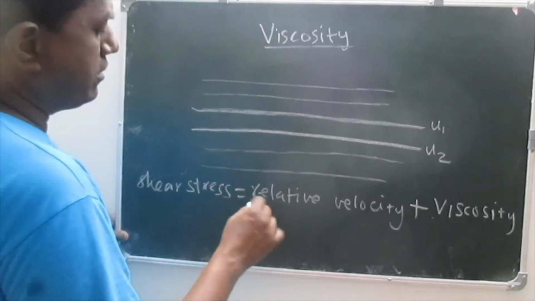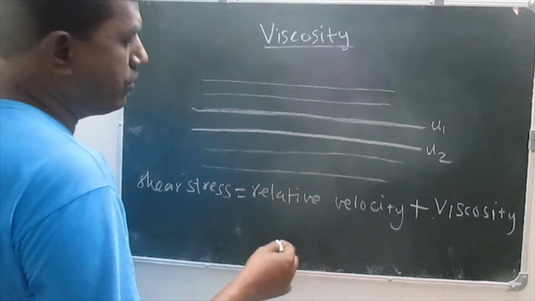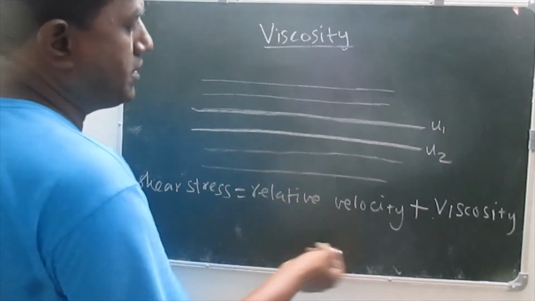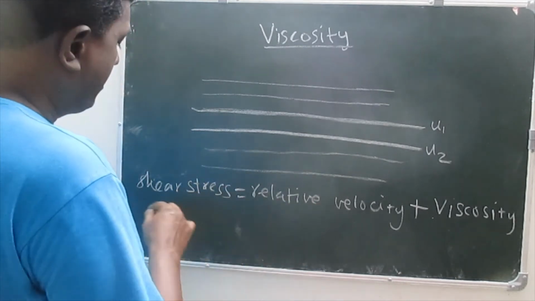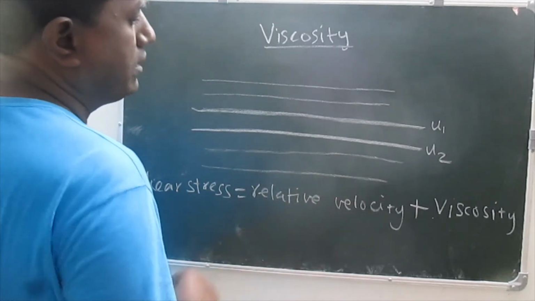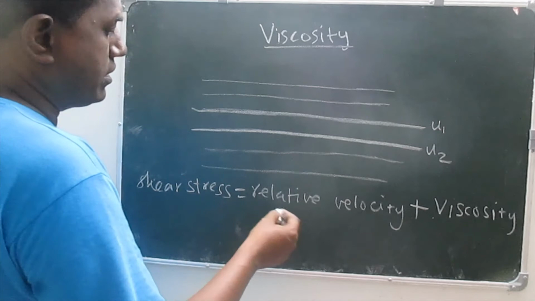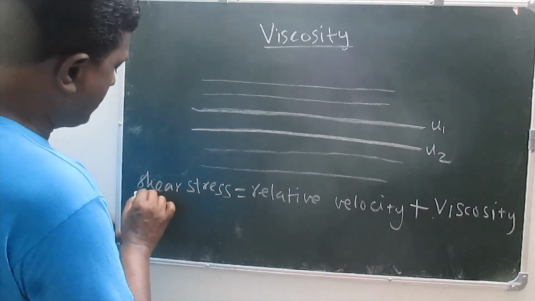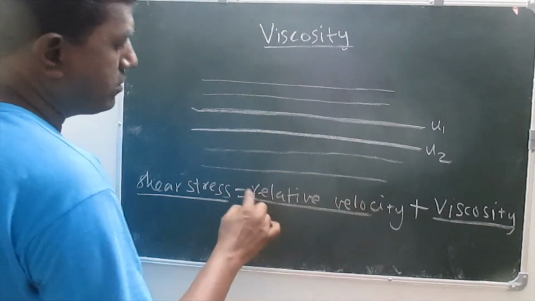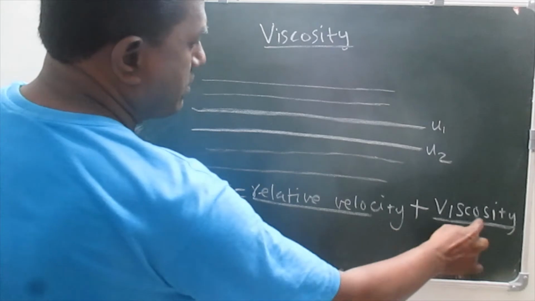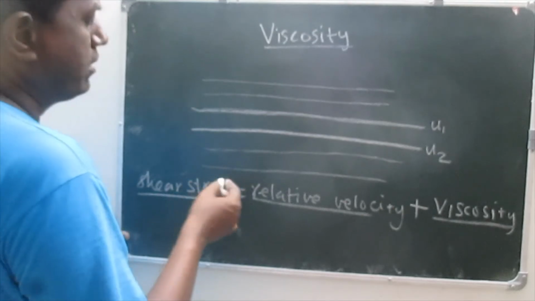If shear stress doesn't exist, then the fluid will become purely imaginary, that is, ideal, and also without any resistance. If there is no shear stress, then there is no resistance between the fluid layers. That is the idea, so shear stress is very important. Relative velocity together with viscosity causes or generates shear stress.